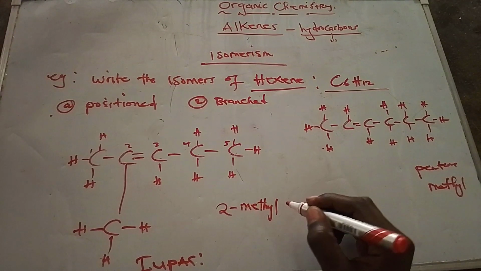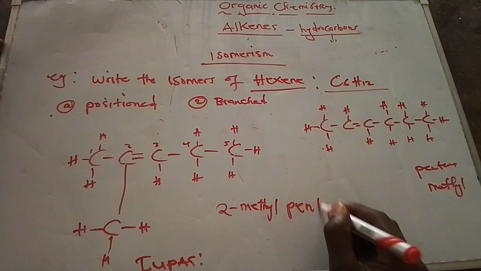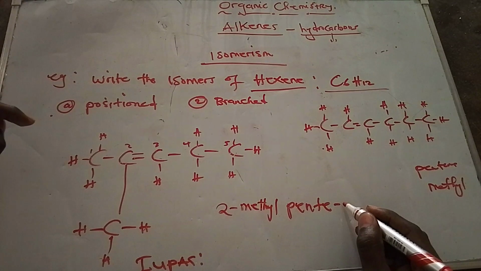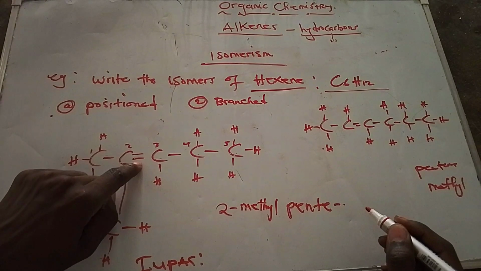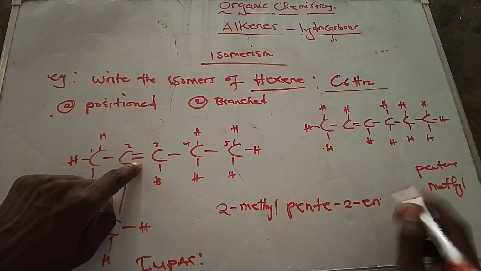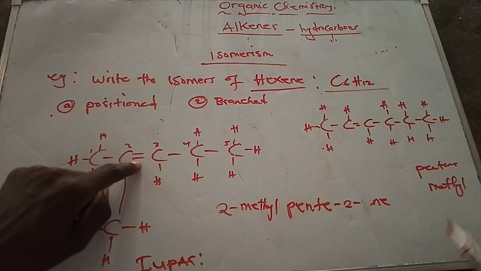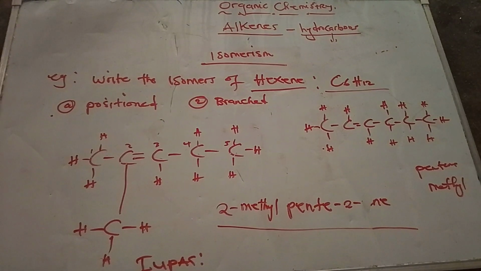Then, what else? The name of the parent, we have pentane. So pentane, hyphen. Then, I'll put a number here, which will represent where the double bond is located. So in this case, 1, 2. Double bond is on carbon number 2. So I'll put 2 like this. So this is the IUPAC name of this structure.